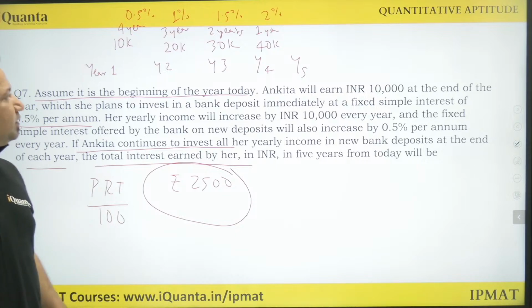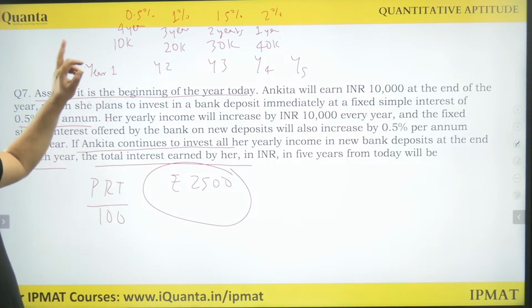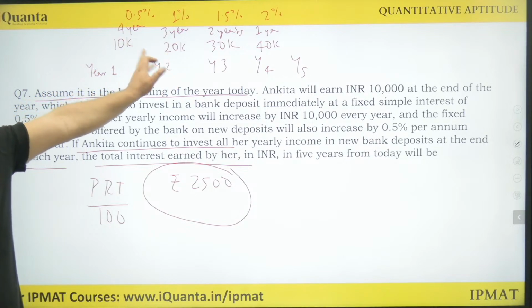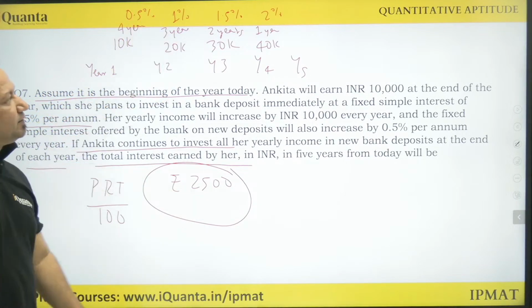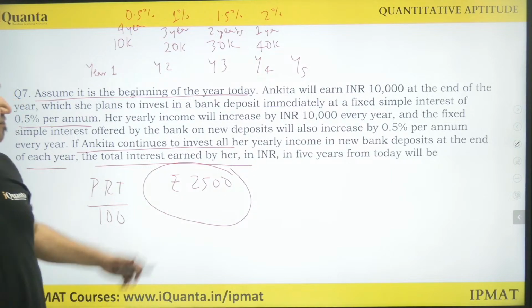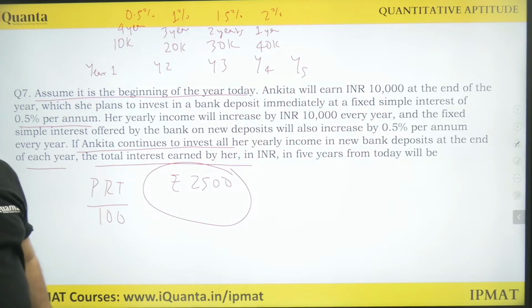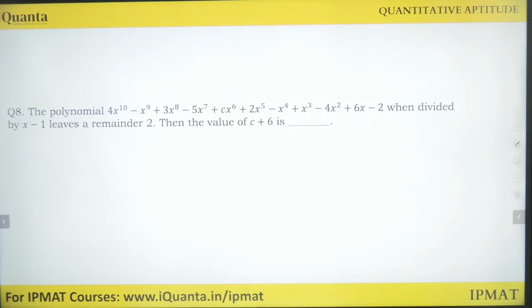Calculated. You will get 200 for the first year, 600 for the second year, right? Total English, perfect. 900 for this and then 800 for the last one. You get 2500. All of you got it, I think. Let's go to the next one.